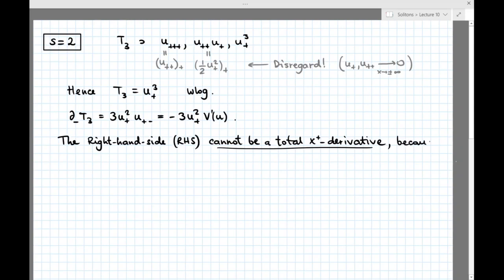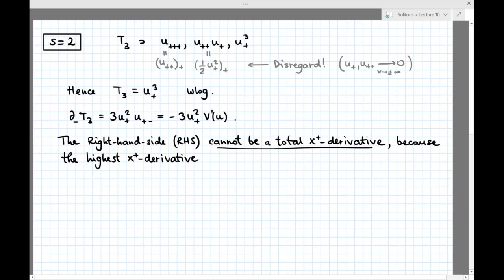And the reason is that the highest x plus derivative which appears, which in this case is u plus, does not appear linearly. In this case, it appears quadratically. So why do I say this, that the right-hand side cannot be a total x plus derivative? Because the highest derivative of u appearing, which is u plus, appears quadratically rather than linearly.